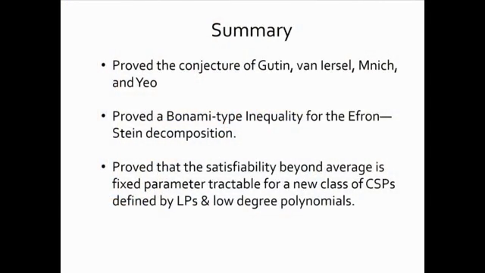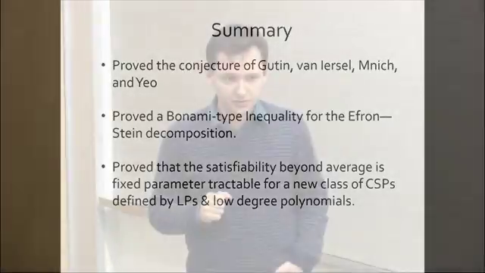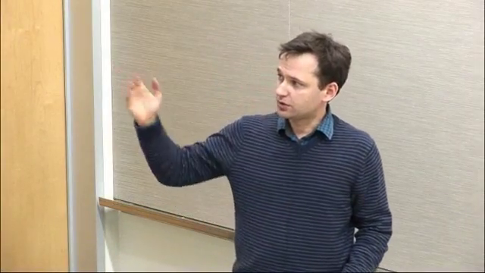OK, let me summarize what we did. We proved the conjecture of Gutin et al. And moreover, we generalized it to a wide class of constraint satisfaction problems. Additionally, we proved a Bonami-type lemma for the Efron-Stein decomposition, and it would be interesting to see if it has more applications in computer science. Thank you.